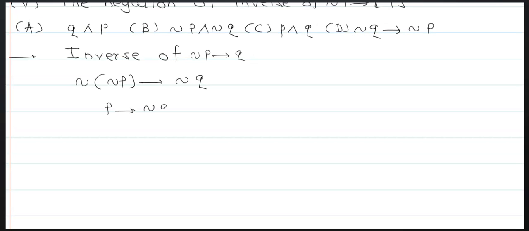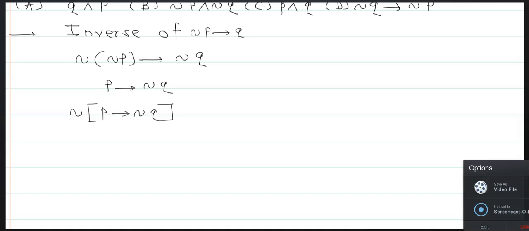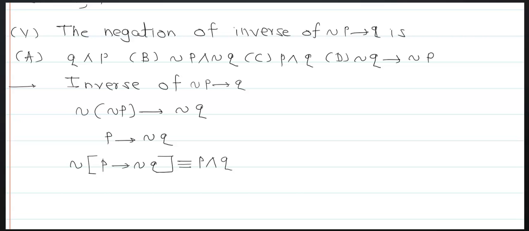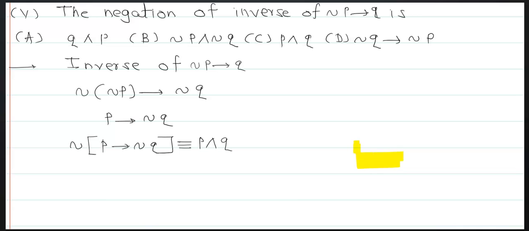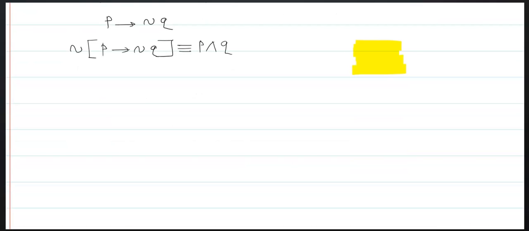Now first of all we'll find out the inverse of that. To find out the inverse, we apply the negation to the given statement. That is, the negation of P implies negation of Q. It is P implies negation of Q. Therefore, this is the inverse. Now we'll apply the negation. What is the answer? The answer is P and Q. But in the textbook, two answers are given, P and Q, and Q and P also. Therefore, there are two answers. That is, P and Q and Q and P is commutative. Two answers are there, A and C.